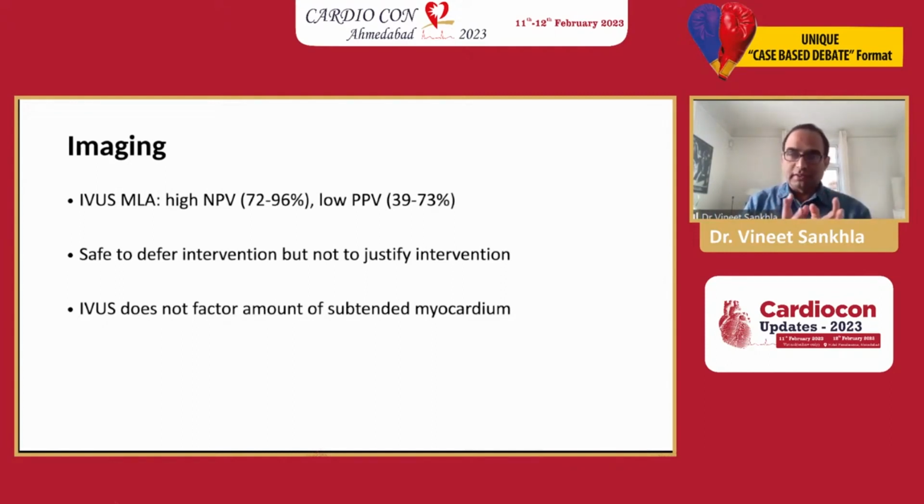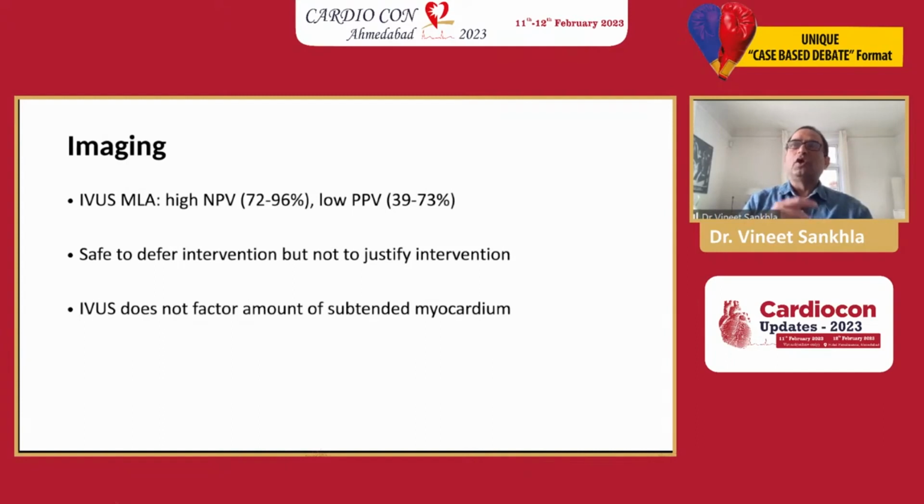Now, as a clinician, for the patient's benefit, we always see what is the negative predictive value and what is the positive predictive value. So what does that mean? When the minimal lumen area is large, it's safe to defer intervention. But if it is small, it may not justify intervention. If the minimal lumen area of a non-LM lesion is more than 4 mm, it is safe to justify that we can avoid intervention. But if it is small, because of the low positive predictive value, it may not justify intervention.